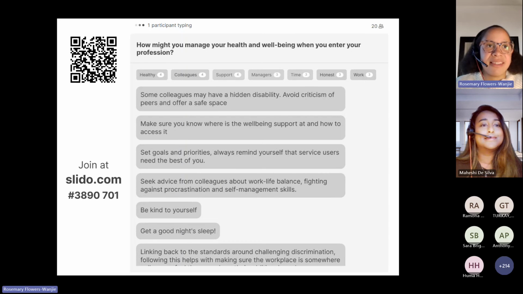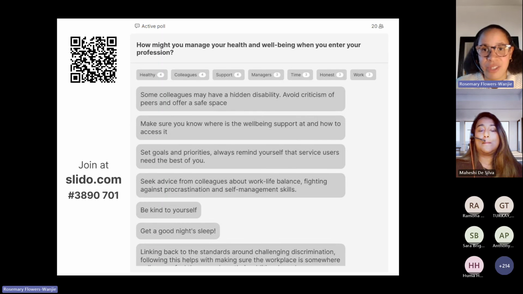Oh, I think this is a great one as well. Set goals and priorities. Always remind yourself that service users need the best of you. That is really what it comes down to. I mean, HCPC's core objective is protection of the public, and that's what it's all about. All these standards, it really is about making sure that your practice is safe and effective for service users.